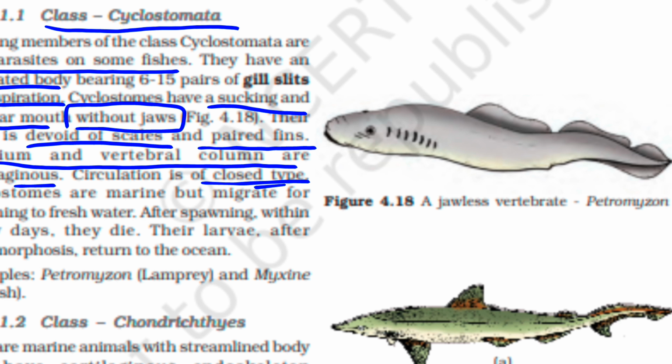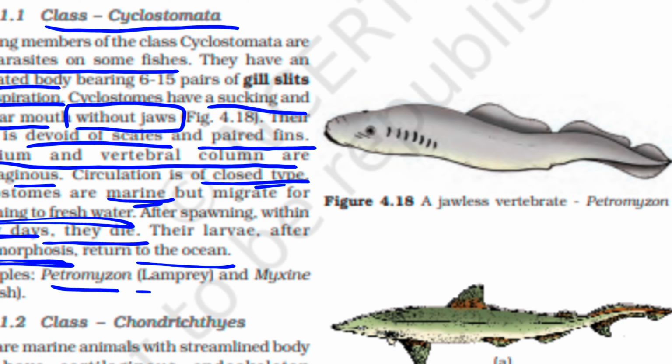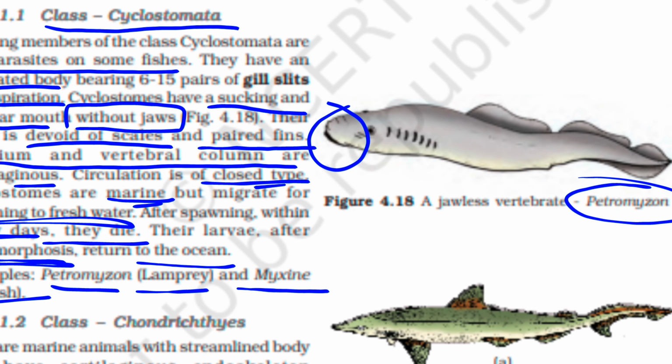Circulation is of closed type. It is very obvious, Chordata has a closed circulatory system, so every class here will have a closed circulatory system. They migrate to fresh water after spawning within a few days. Their larvae after metamorphosis return to the ocean. Examples are Petromyzon, lamprey, and Myxine, hagfish. This is the diagram of Petromyzon. It does not have jaw.